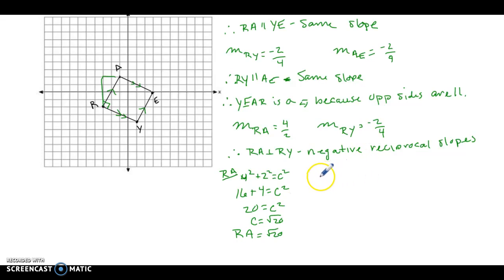All right, now I'm going to do, let's say, RY. You can pick either RY or AE as long as it's one that shares a vertex with RA. So I'm going to do RY next. And if you count them, again, it's 2 and 4. So same numbers, 4 squared plus 2 squared equals c squared. And so RY equals the square root of 20. So now I'm ready to say that these two things are congruent. So therefore, RA is congruent to RY. And the reason is they have the same length.